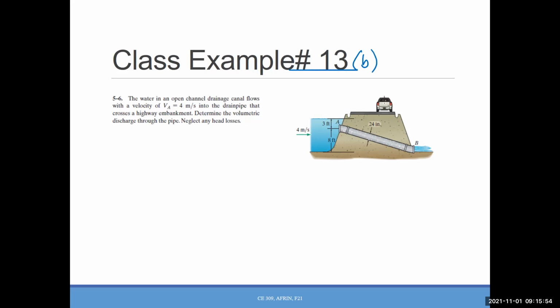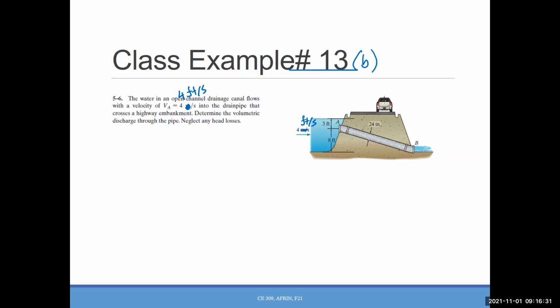There is one correction here. If you look at the picture, everything else is in feet and inches. So I will change the velocity into 4 feet per second. Okay, so please change that. That should be 4 feet per second. I mean, you can keep that in meters, you just need to convert that into feet per second. I know you can do that, so that's not a problem. So just change the velocity at A into feet per second.